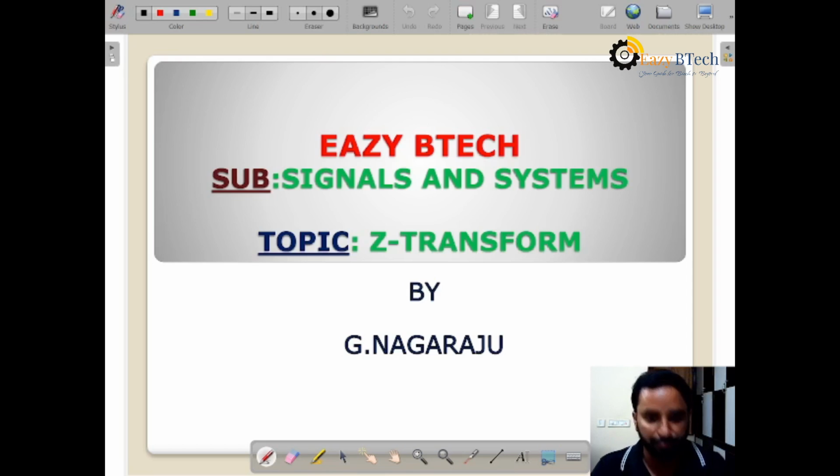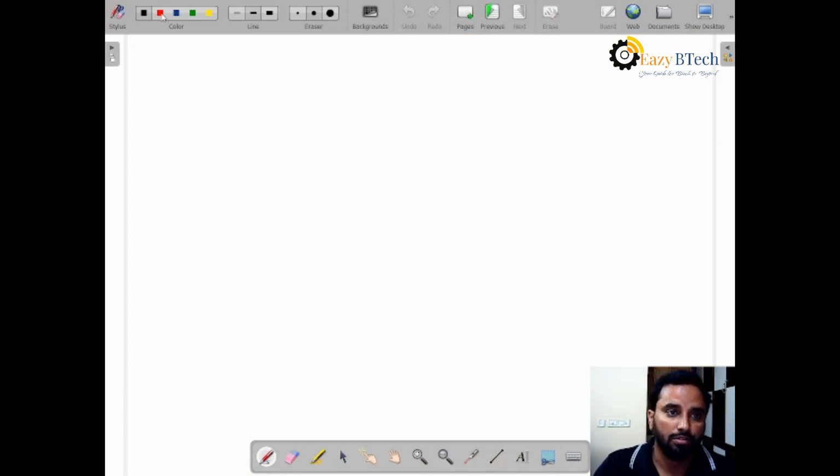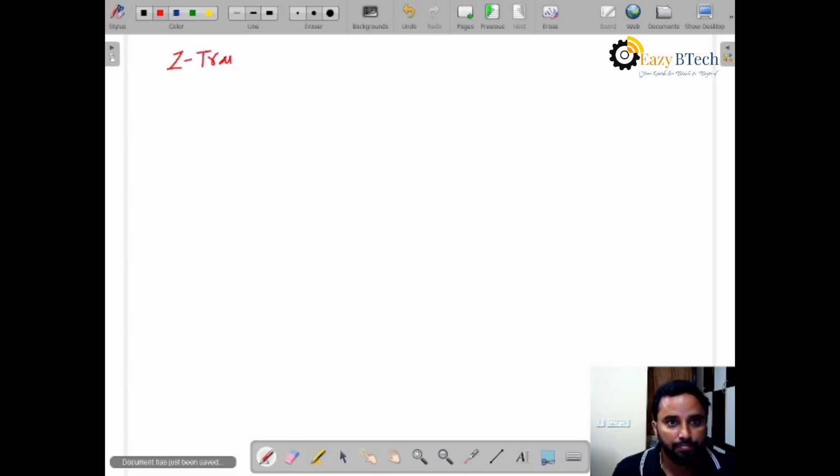Let's start our session, Z transform. So first we discuss the Z transform definition, and then we discuss problems of finding the Z transform of given signals. So first, what is the Z transform? What is the meaning of the Z transform?